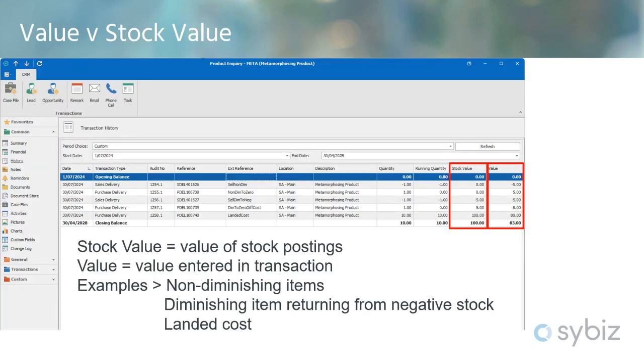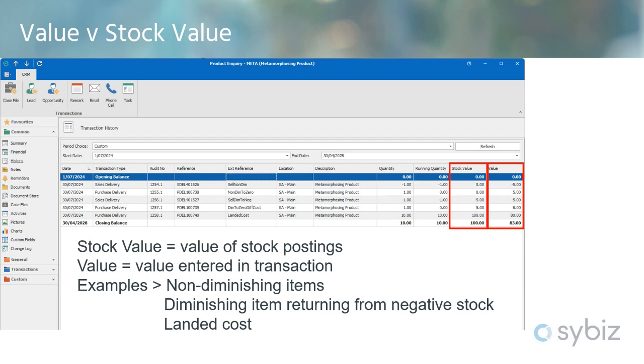So let's just talk about the value versus stock value. Essentially, the stock value is the value that's used in the postings. That's at both the subsidiary ledger level and the general ledger level, so the inventory ledger and the general ledger. And the value is essentially what's keyed in to the transaction on the user interface. So there can be some differences between the value and the stock value, and we've got a few examples here.